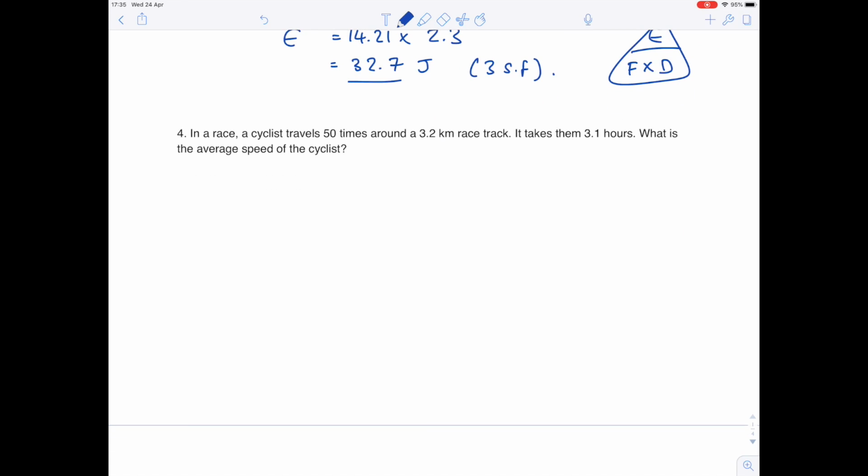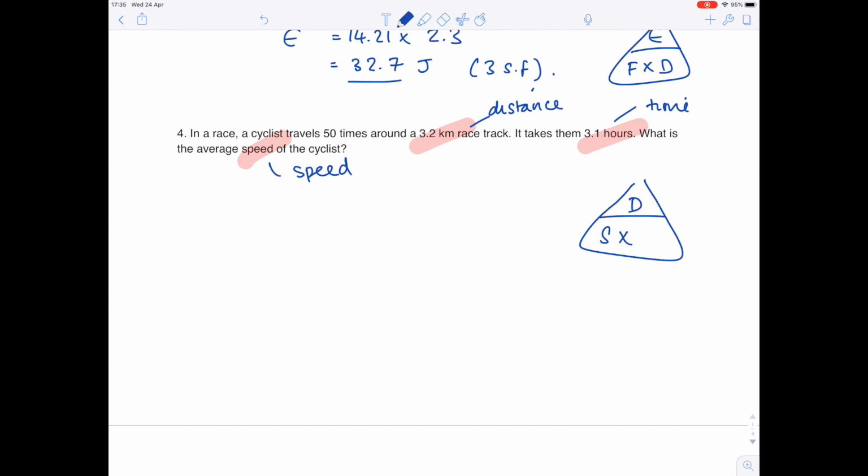4. In a race, a cyclist travels 50 times around a 3.2 kilometre racetrack. It takes them 3.1 hours. What is the average speed of the cyclist? So, what do we have? We have a distance, we have a time, and we have speed. So this is the formula triangle I need this time. We're looking for speed, so I can see that that's distance divided by time.